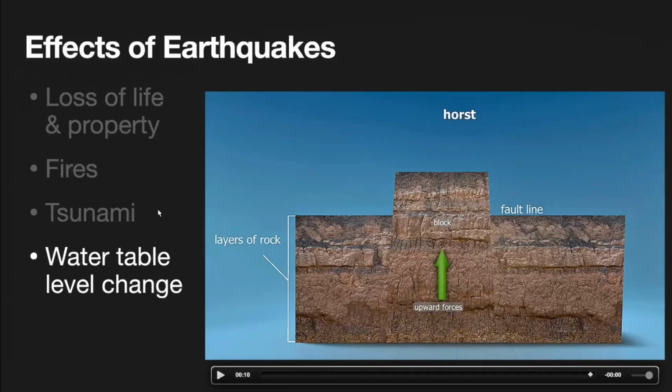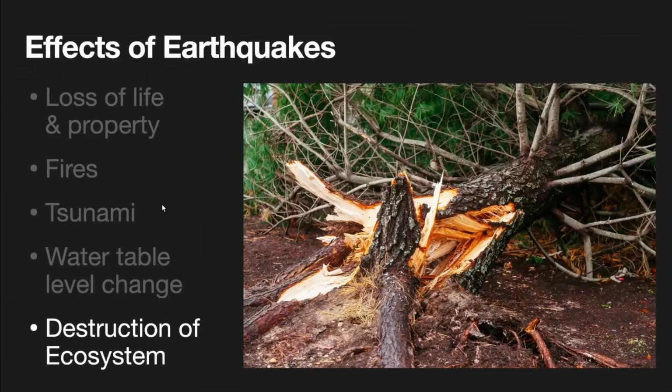Okay, let's discuss the last effect of earthquakes, and that is destruction of ecosystems. Very often, when an earthquake happens in a place which has a large amount of trees, those trees fall down. And that destroys the habitat of a bunch of organisms. And hence the entire ecosystem gets affected.